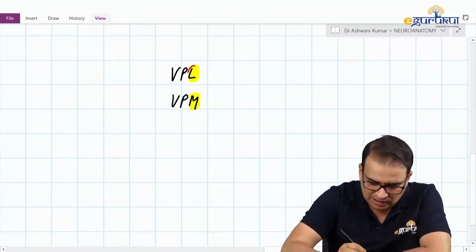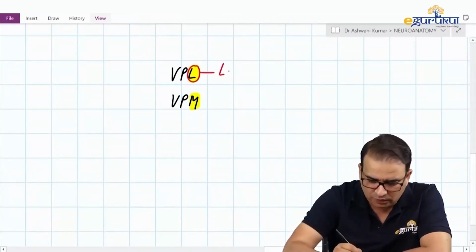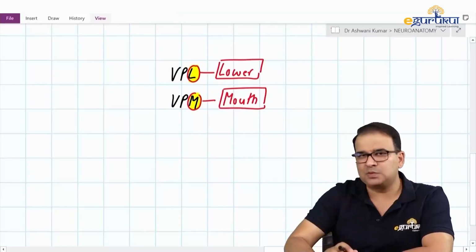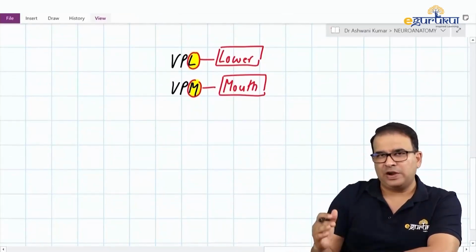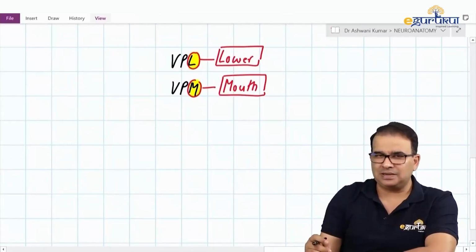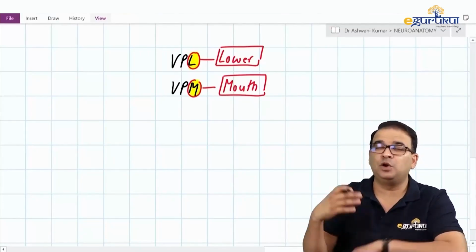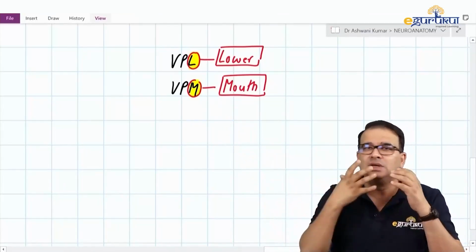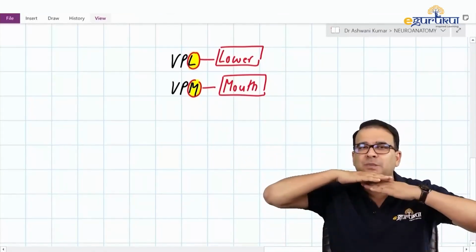When you say L, this should remind you of lower. And when I say M, M should remind you of mouth. Just a hint, and this will help. VPL, ventro-posterior-lateral nucleus, means sensory fibers coming into this are coming from the lower part of the body. And when I say lower part of the body, that means lower than the mouth. The mouth is here, so fibers which are present below.